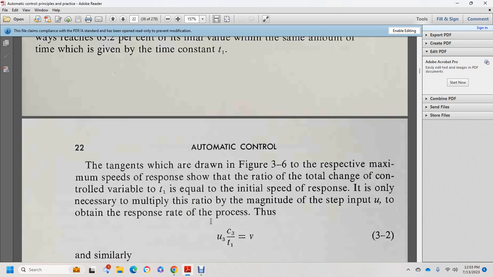The tangents which are drawn within figure 3 with respect to the maximum speed of the response, with the ratio of the total change in the control variable, with the variable T1, time 1, equal to the initial speed of the response, multiplied by the ratio of the magnitude of the step of the input to the output, with the rate of the process, that is the magnitude of the input over the change over time 1 equals the variable.